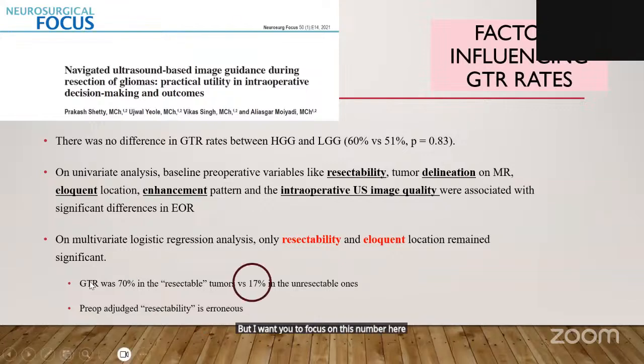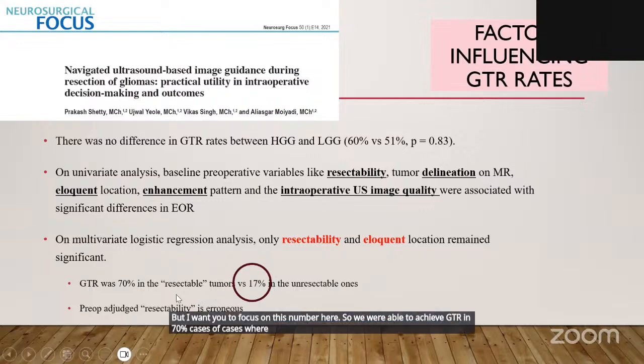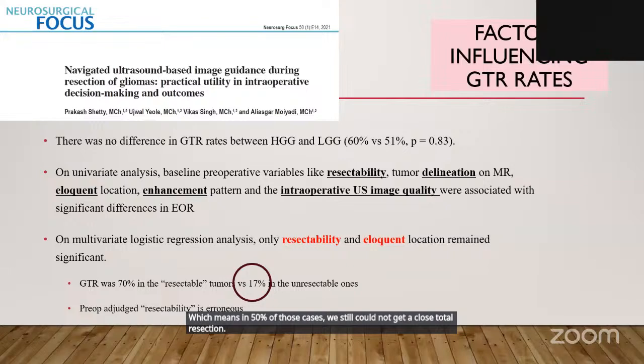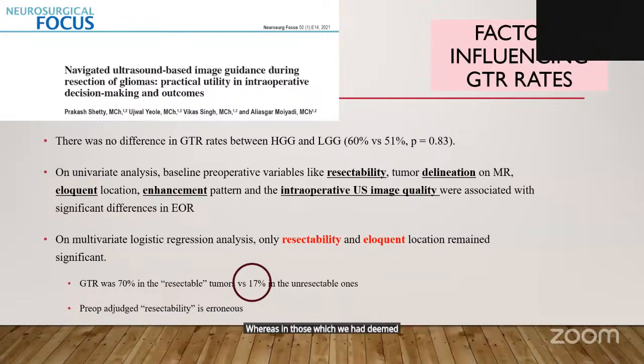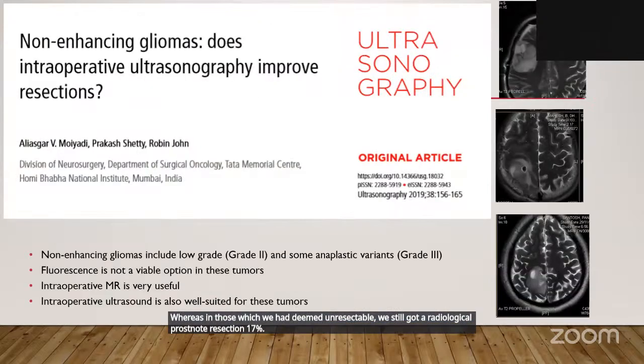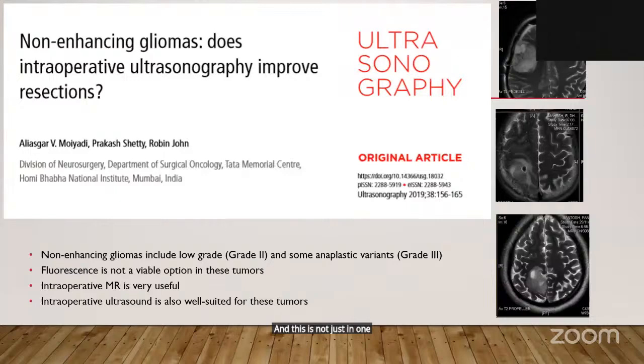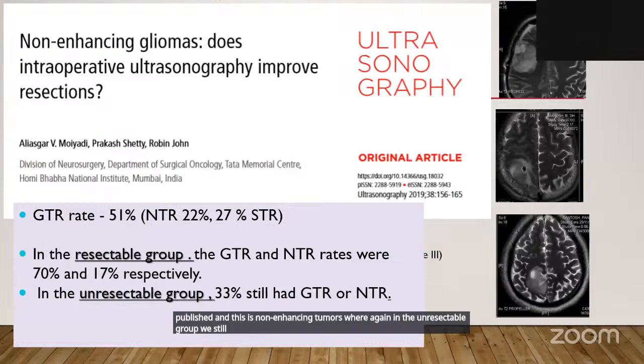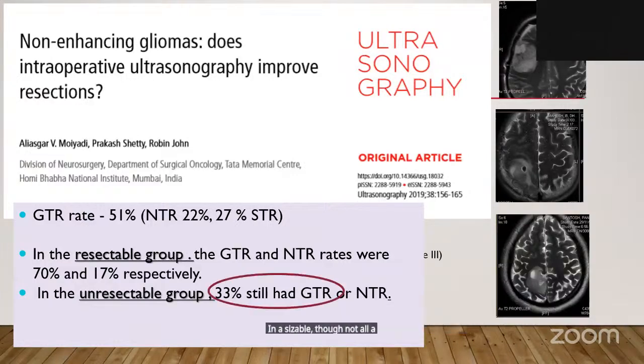So we were able to achieve GTR in 70% cases where we thought it was resectable, which means in 30% of those cases, we still could not get a gross total resection. Whereas in those which we had deemed unresectable, we still got a radiological gross total resection in 17%. And this is not just in one example of a study, but other papers that we published, and this is non-enhancing tumors, where again in the unresectable group, we still could get radical resections in a sizable, though not all, a sizable proportion of the patients.